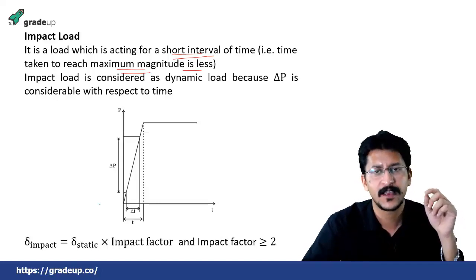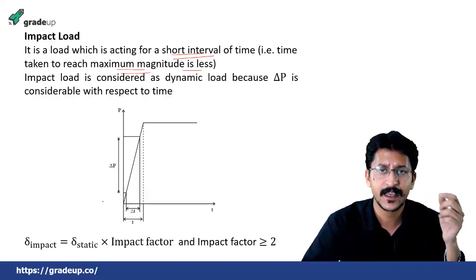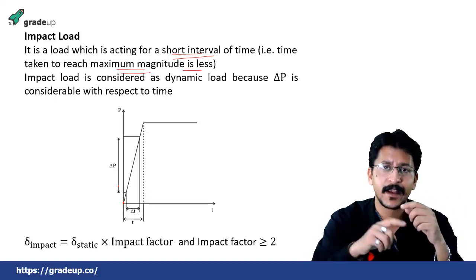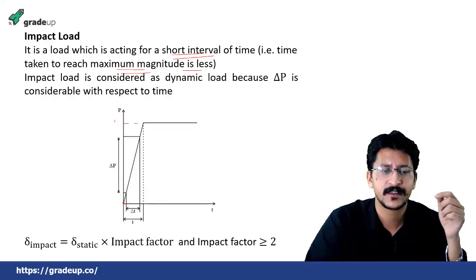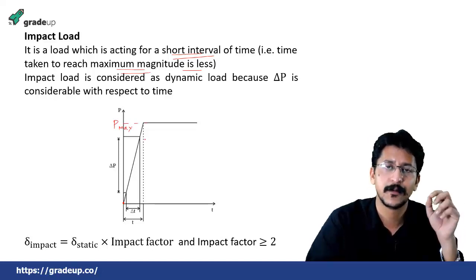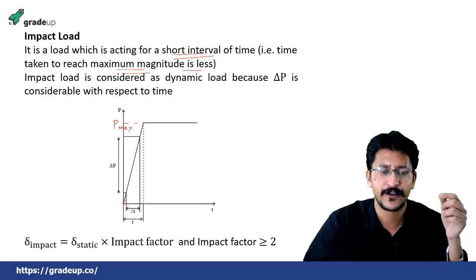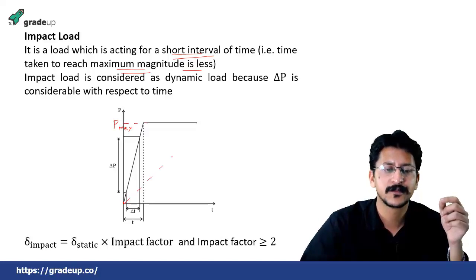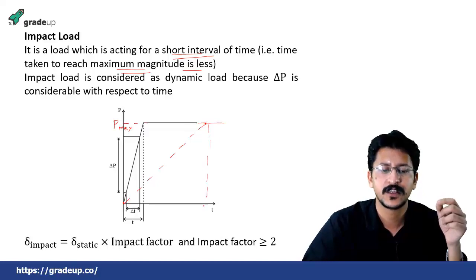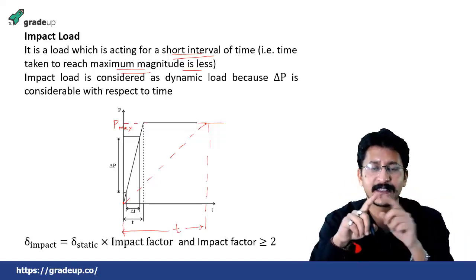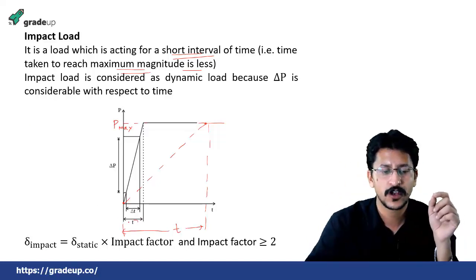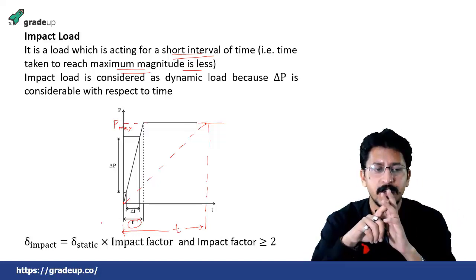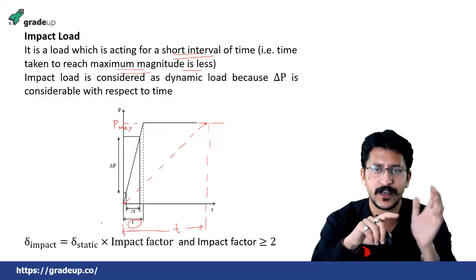In this case also the same thing happens as in the case of gradually applied load, but the highest magnitude it reaches, that is less as compared to the case of gradually applied load. If we draw the gradually applied load also in this case reaching the same P max from 0, it will go something like this. Okay, something like this. So this is the time duration that will be required for the gradually applied load, whereas the same magnitude of maximum load has reached in a short duration of time in the case of impact load or the suddenly applied load, also it is known by that name.